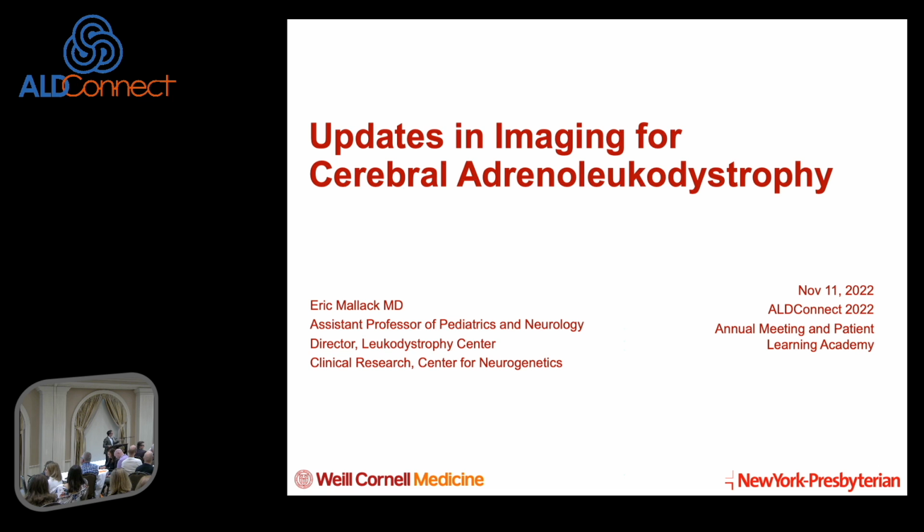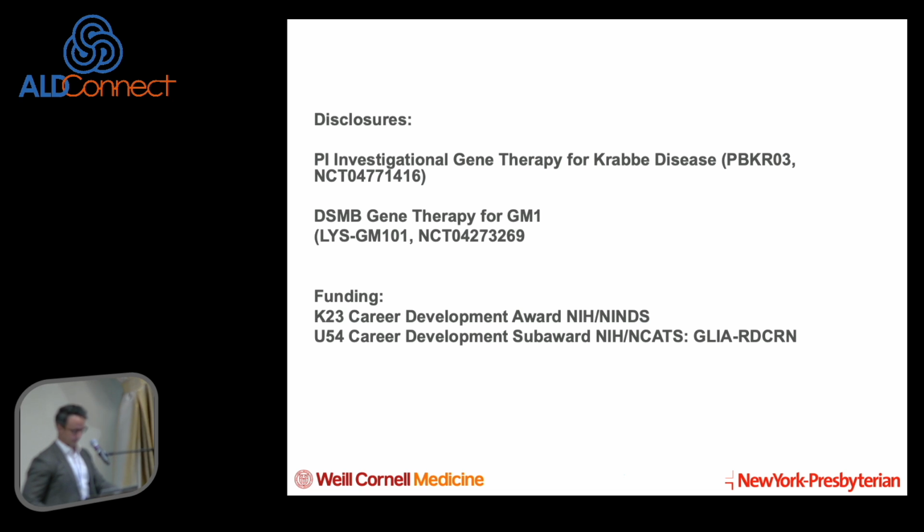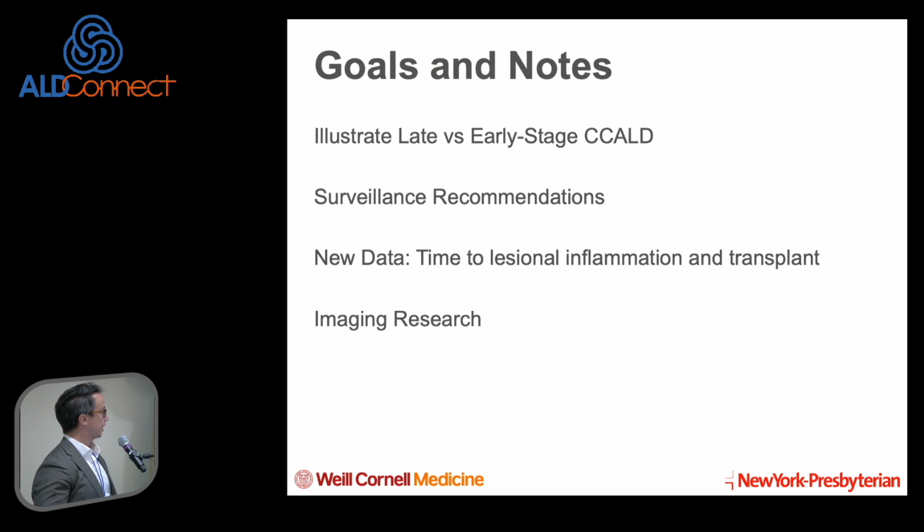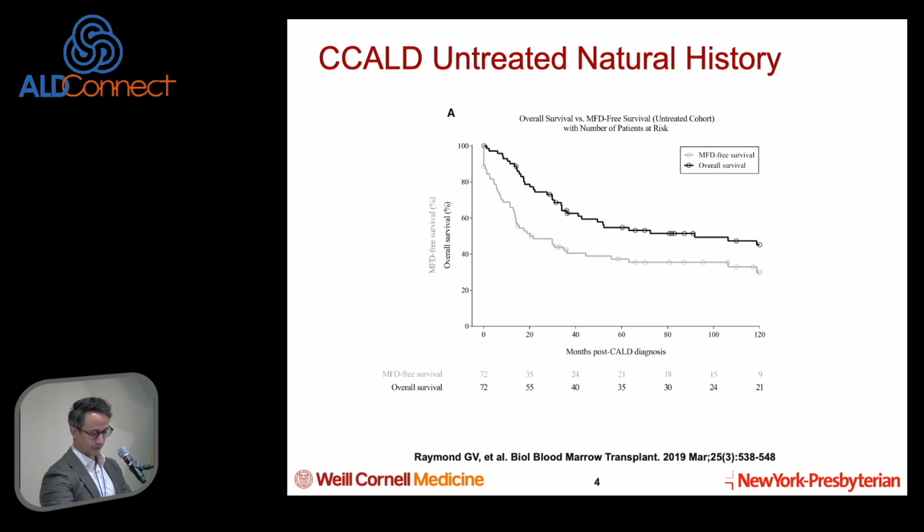Is to talk through a cross-section of where I think imaging is in cerebral ALD, and do a little bit of a review. Some of you probably have seen the slides before, but for learning purposes, we'll talk about them. Some disclosures, but really the goals are to illustrate in this disorder late stage versus early stage cerebral ALD. I can briefly touch on the surveillance recommendations, and then I want to talk about some new natural history data that we worked on over the pandemic, and then talk about some novel sequences and imaging research.